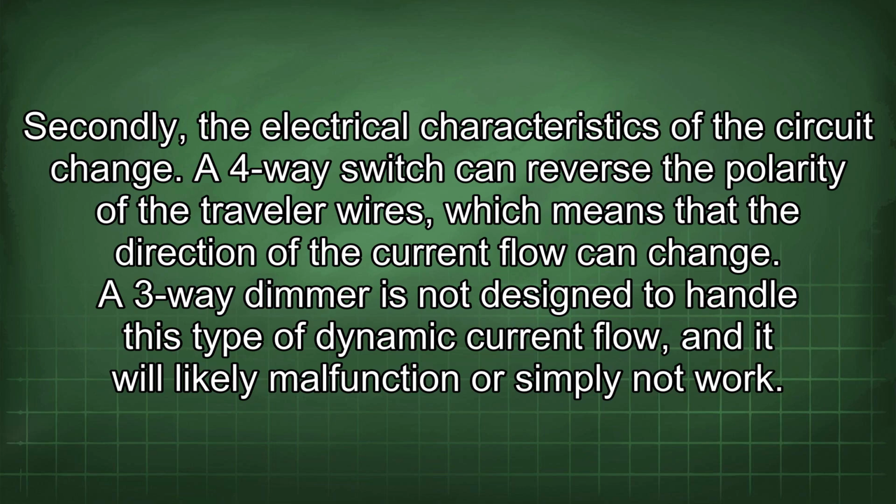Secondly, the electrical characteristics of the circuit change. A four-way switch can reverse the polarity of the traveler wires, which means that the direction of the current flow can change. A three-way dimmer is not designed to handle this type of dynamic current flow, and it will likely malfunction or simply not work.